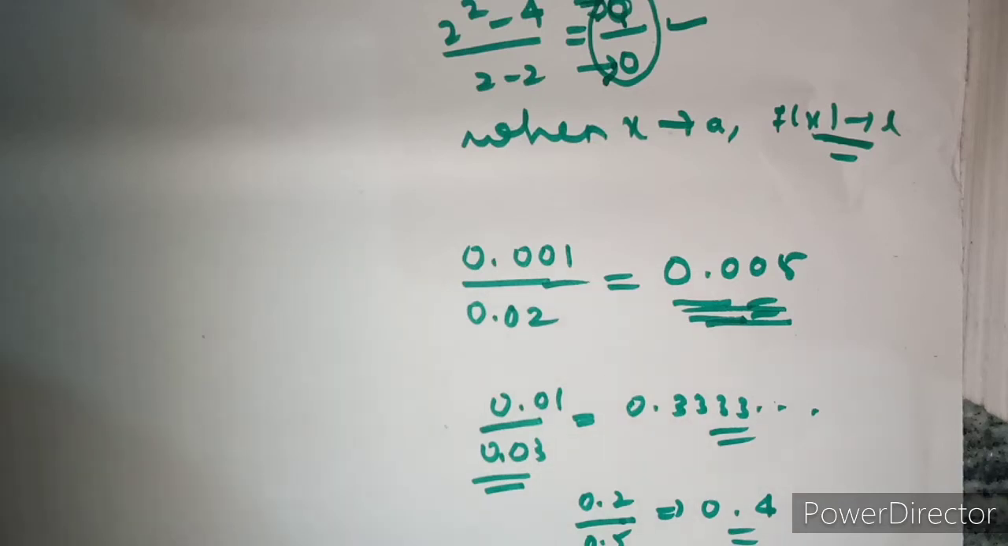So mathematicians got confused. What is the exact value of this 0 by 0 form? So they gave this 0 by 0 form the name indeterminate form. Indeterminate means the value cannot be determined, okay.